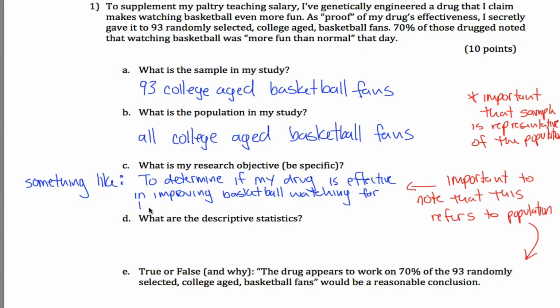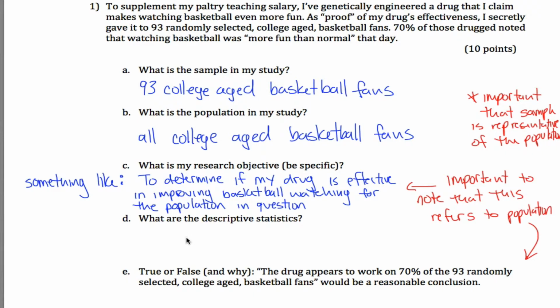For the group of, how about for the people in my population? I'll write it out. For the group of all, I'm going to write for my population. I already wrote what my population was up here, so I'm going to reference it. To determine if my drug is effective in improving basketball watching, I don't know if that's good English, for the population. You don't have to write exactly this. In fact, I'd guess that nobody writes exactly this, but this basic idea, something like this.